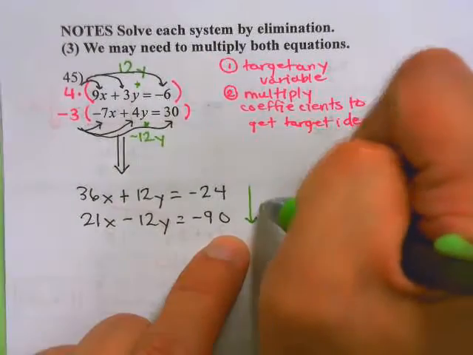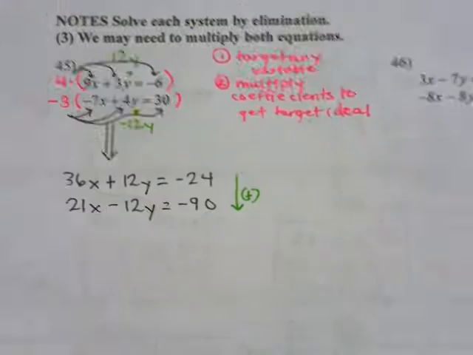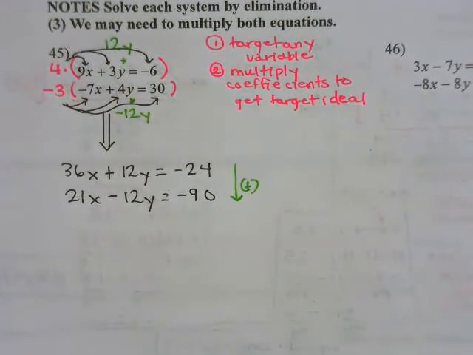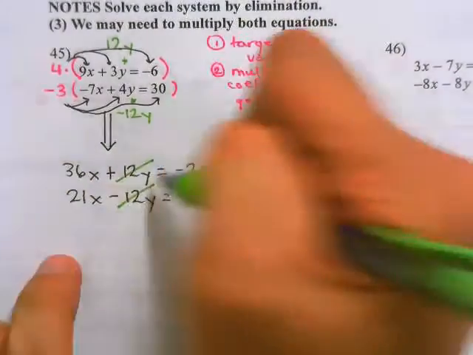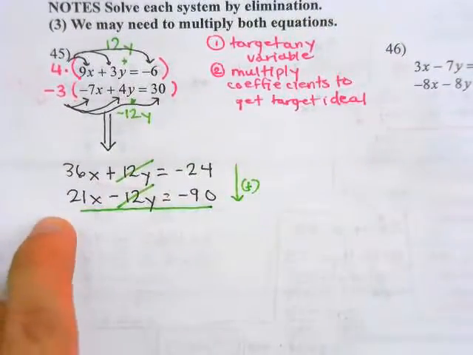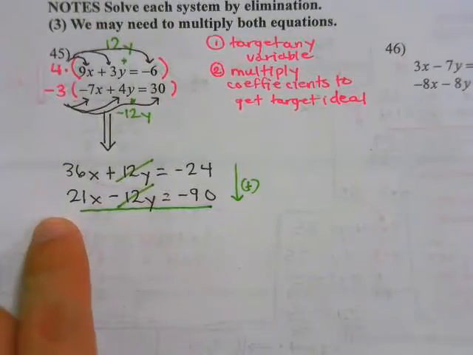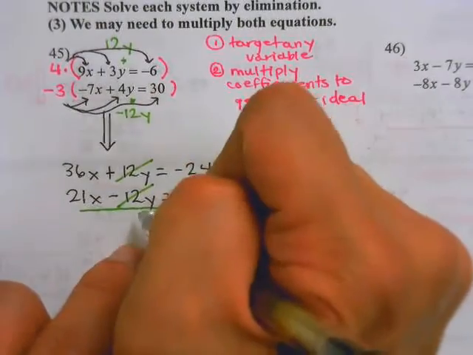Now we can add down, because which variable is going to be eliminated? The y's are going to be eliminated this time around. These are going to be gone. I, of course, need your assistance. 36 plus 21, please.